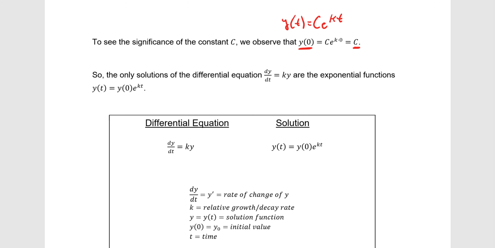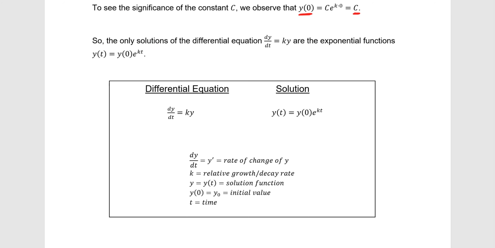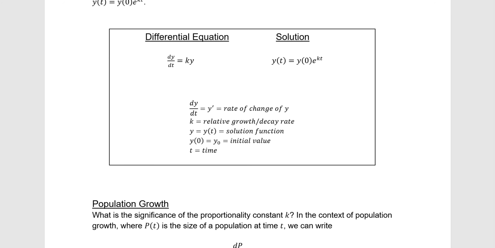So what we could do is we could replace c in the equation and rewrite it like this right here. Y of t equals y of 0 times e to the kt. So here is just a summary of everything we just said, so it's in one little spot. We have the differential equation. Once again, a differential equation is an equation that is relating a function to its derivative. In this case, we'll be looking at them in this form.